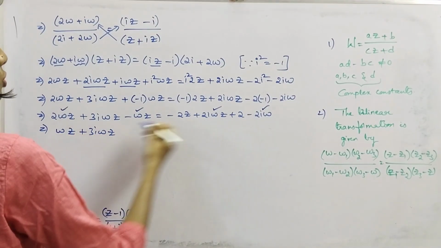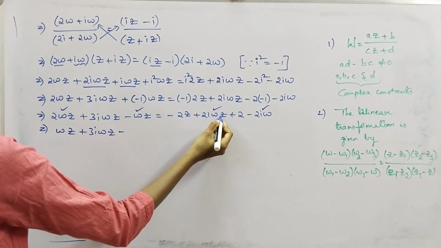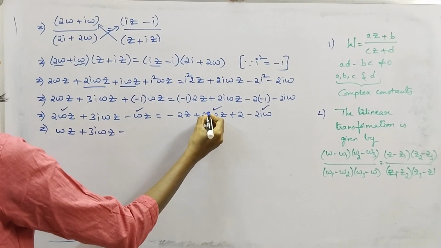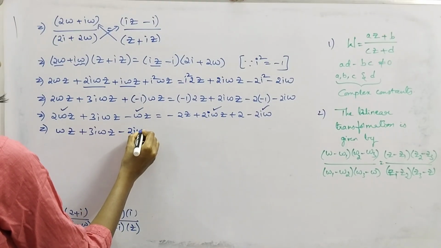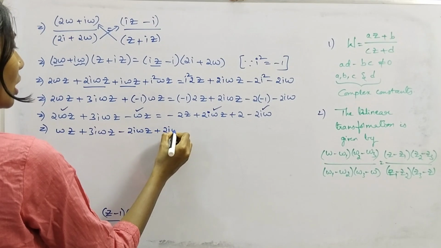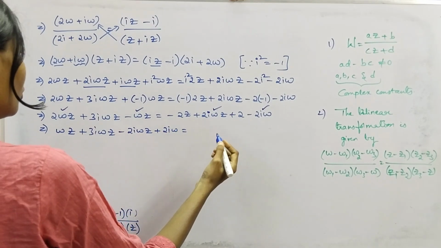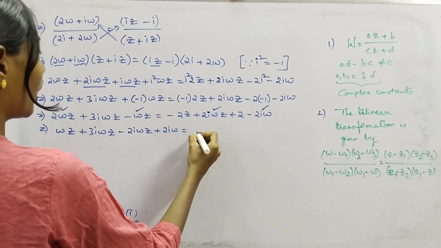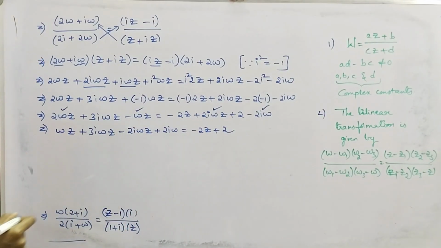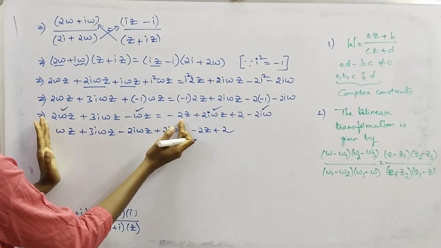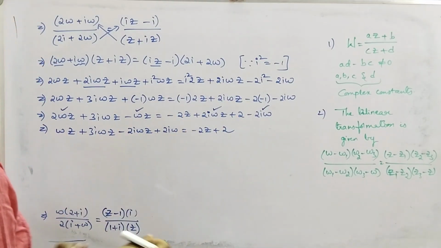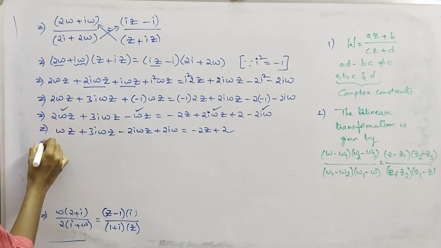Now bring these two terms to RHS. This plus 2i omega Z becomes minus 2i omega Z, and this minus 2i omega becomes plus 2i omega, right? So here we have 2 and minus 2Z. Okay, here we wrote all the terms that involve omega, and here we wrote the terms that do not involve omega simply, right?